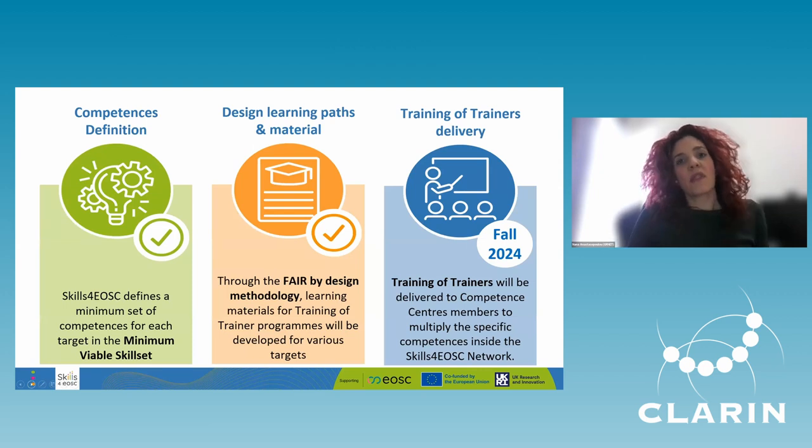So this is the methodology that we used to define some of the key outputs of our project, in particular what is called the minimum viable skill set. It's the way with which the competencies for each open science role that we have identified within the project are defined. So we use the co-creation mechanism to define the FAIR by design methodology for the training material developed in our activities. Based on this material, which follows a set of rules, we will carry out trainings for trainers that will enhance these competencies inside the Skills4EOSC network.